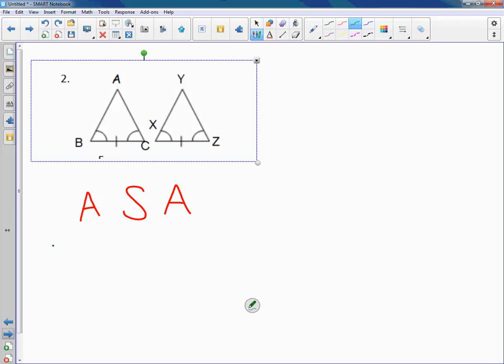So if I want to use triangle ABC again, I can do this one a couple ways. I do need to start at Y. I could say YXZ, or I could say YZX, since they're both the same angle. They have the same markings.